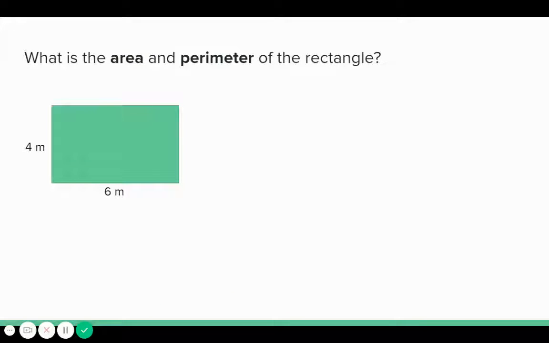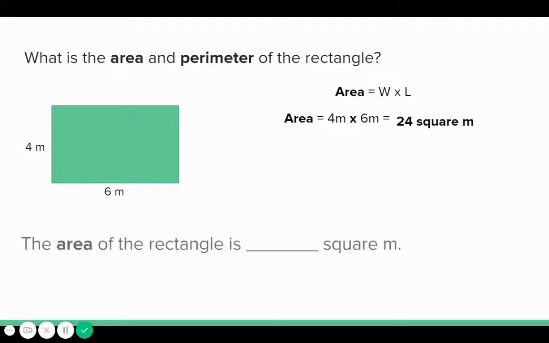So let's just go right into this problem that is asking us to determine the area and perimeter of the rectangle. We can see that this rectangle is 4 meters wide and 6 meters long. Since we have the width and the length, all we have to do to find the area is multiply. So 4 times 6, 4 meters times 6 meters. The area is going to be 24 square meters. The area of the rectangle is 24 square meters.